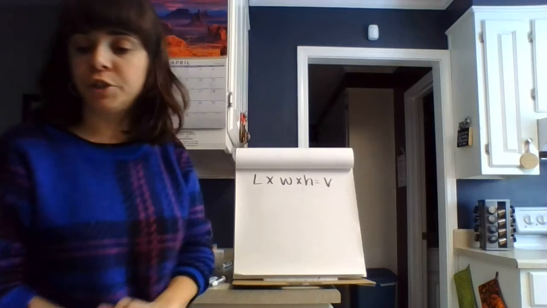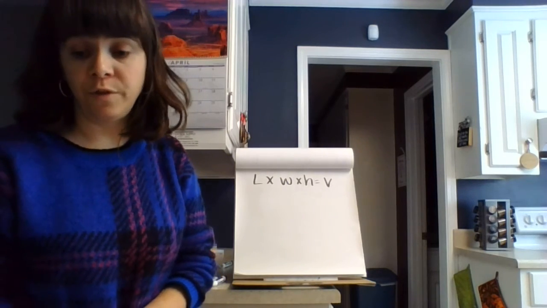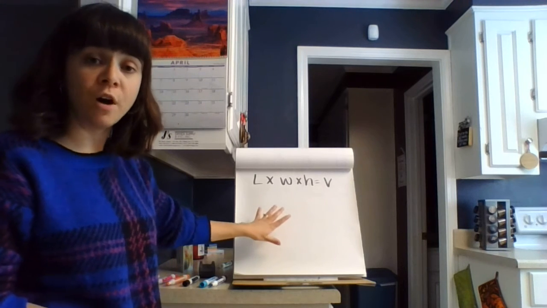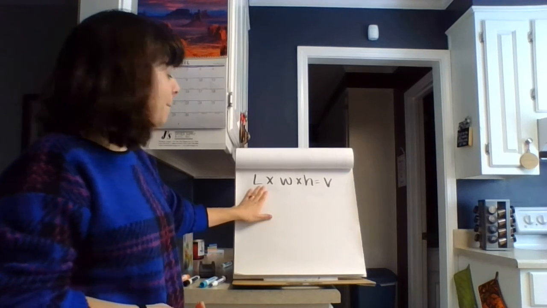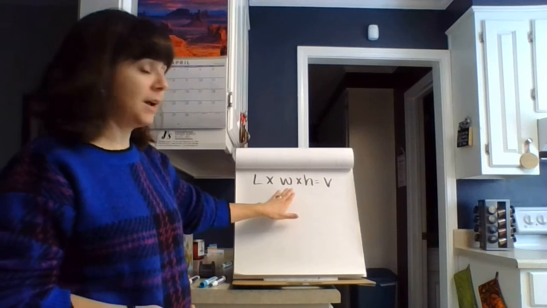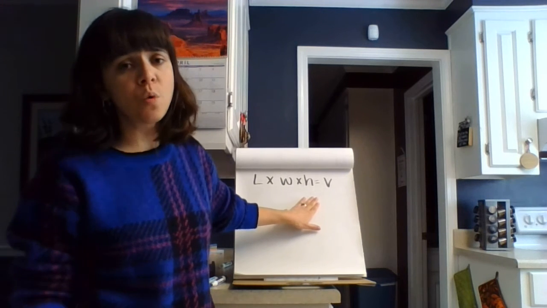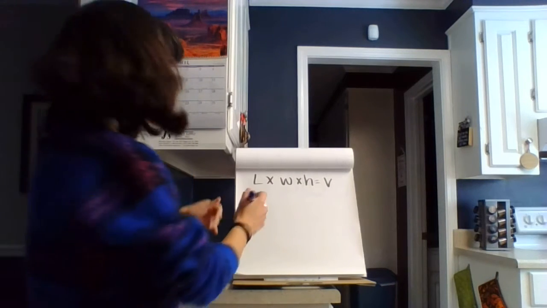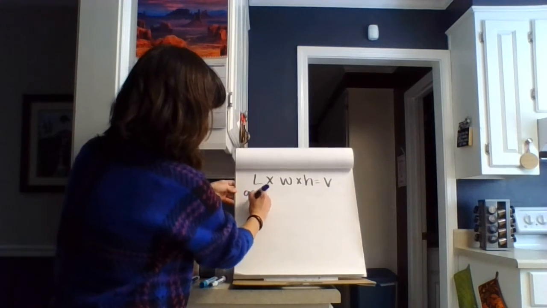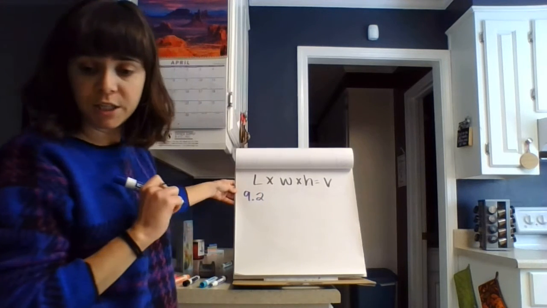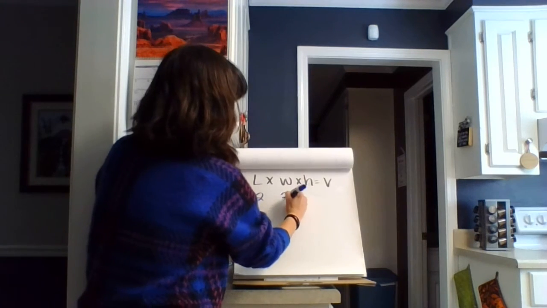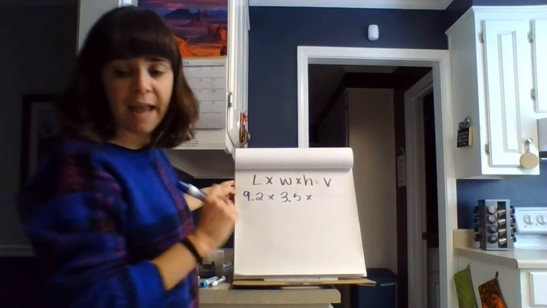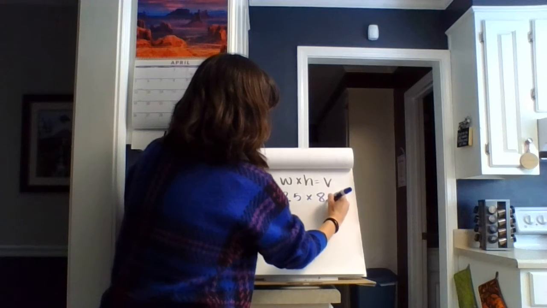Okay, Wednesday number 2 says find the volume of the figure. And so they've got a rectangular prism, so I know that to find the volume of a rectangular prism, I'm going to use the formula length times width times height, or base times height, but the base is really just length times width. Okay, so for my dimensions, my length is 9 2/10 inches, my width is 3 5/10 inches, and the height is 8 1/10 inches.